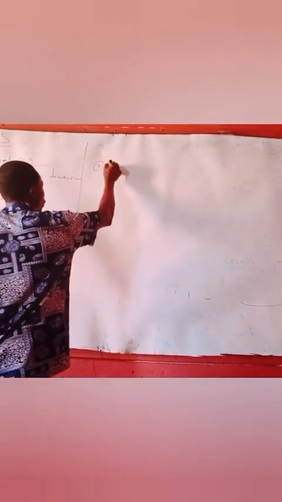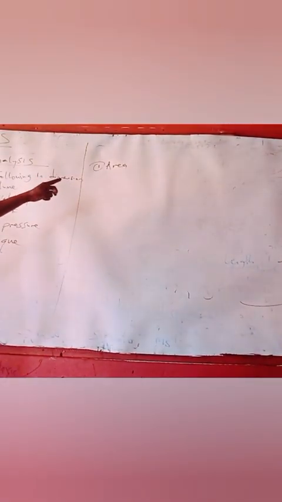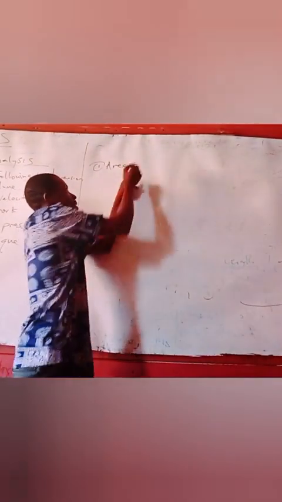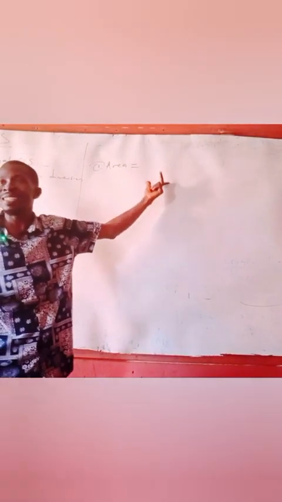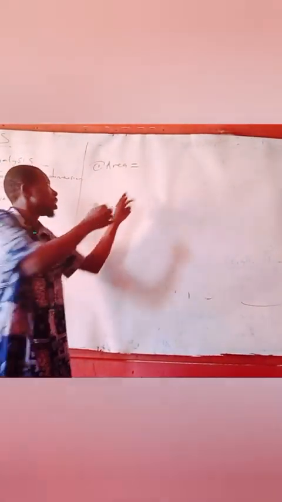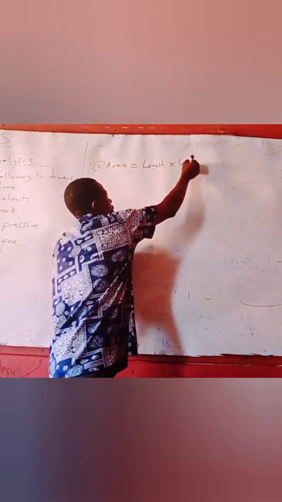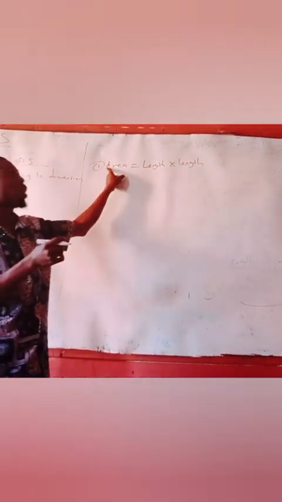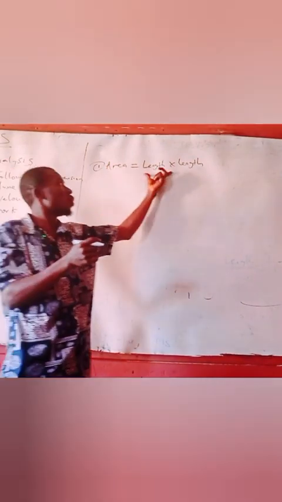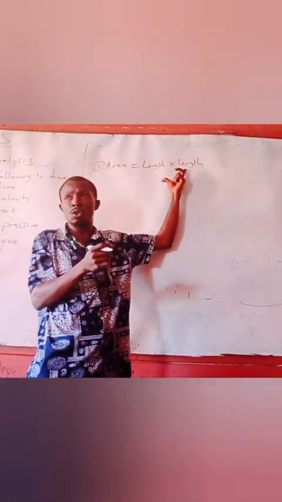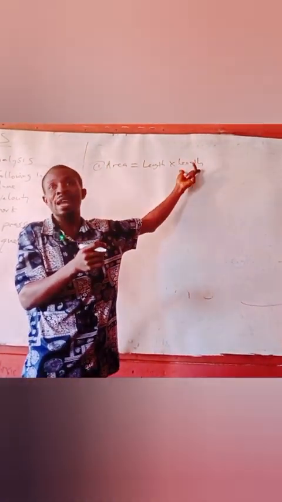First of all, area. What do you mean by area? Area is defined as length times length. So if we want to express area in dimension, first of all, we should think of the derivation of area, which happens to be length times length.